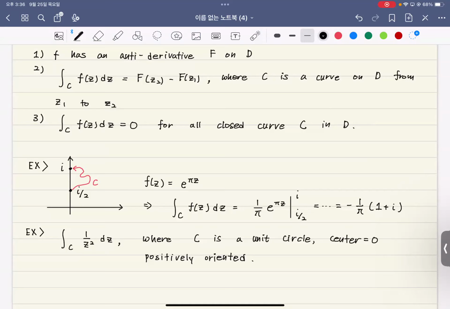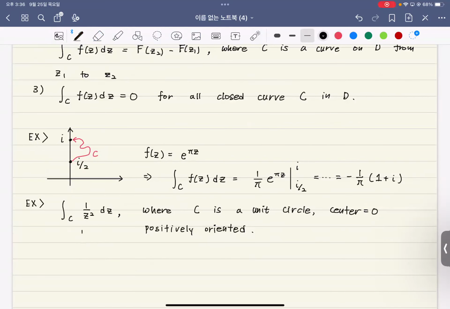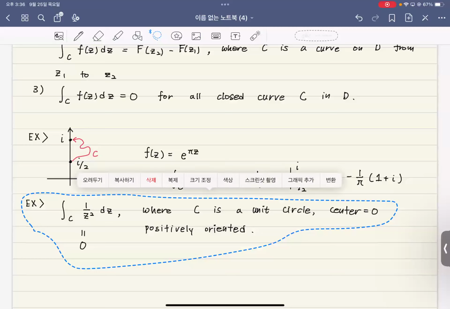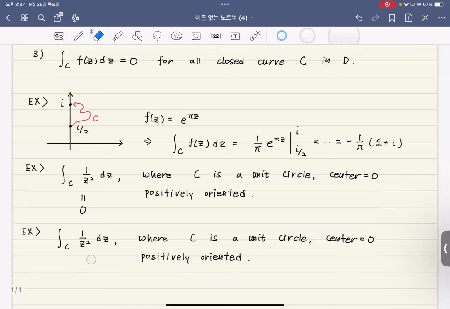Yes, actually this is right. Okay, so if you believe in the theorem, then you must be pretty sure that the answer equals 0. Okay, so what about the next exercise? This time, let me switch my integrand function from 1 over z squared to just 1 over z. What do you think is the answer?